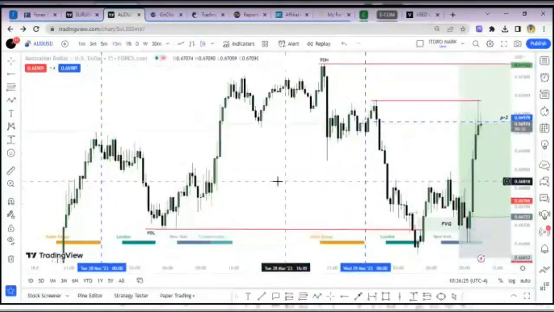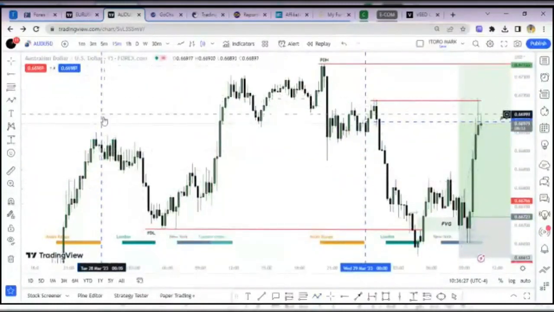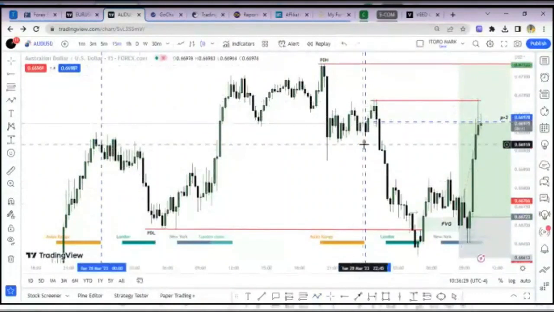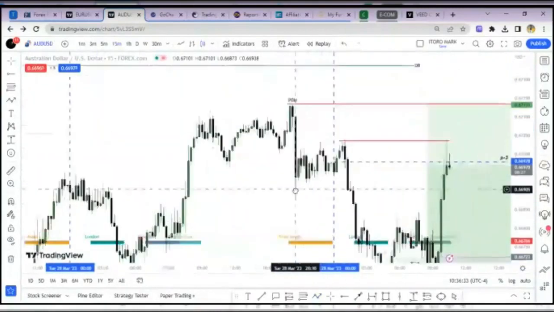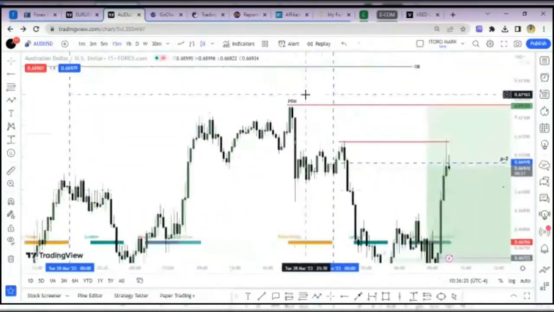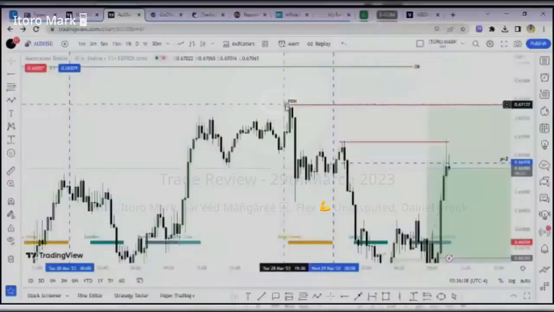Obviously, as you can see, this period separator separates the days. This is Tuesday and this is the end of Tuesday. This is Wednesday, the beginning of Wednesday. And what was the high of Tuesday? Here is the high of Tuesday. So this is the previous day high. This is the liquidity I'm targeting.